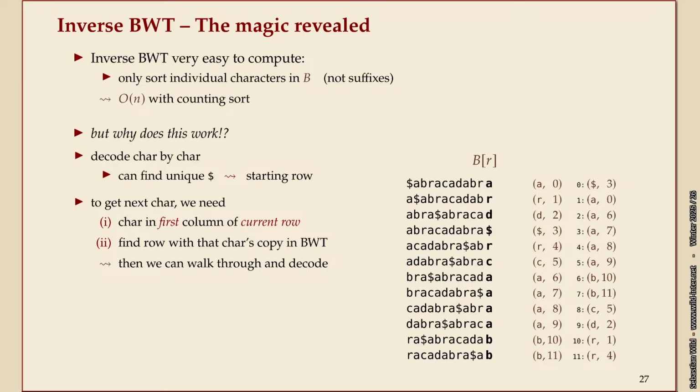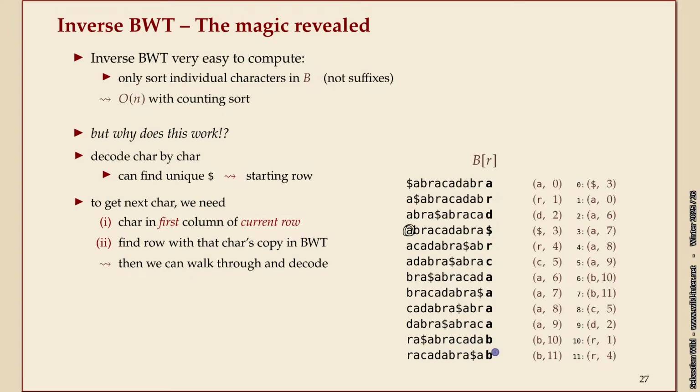So I'm jumping a bit ahead of my slides. We need two steps. The first is what I've just illustrated. We're in some column, in some row, and we want to jump to the same character in the first column. That was the part that just needed the letters sorted. Then we also need to find where this A occurs in the BWT to do the next step.